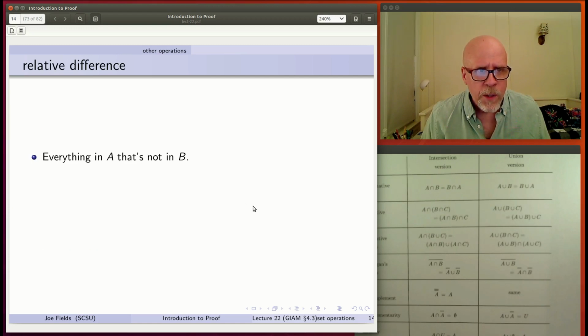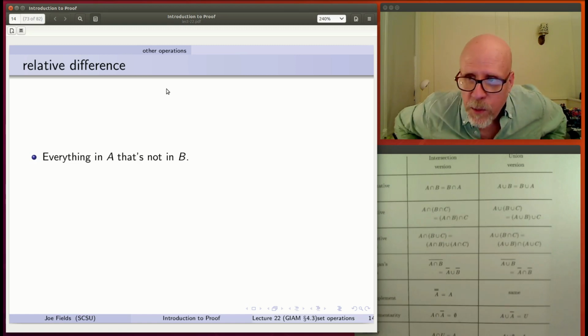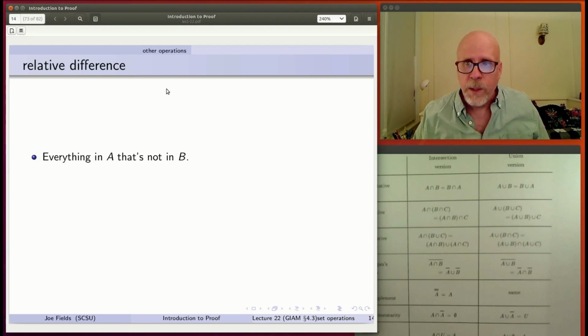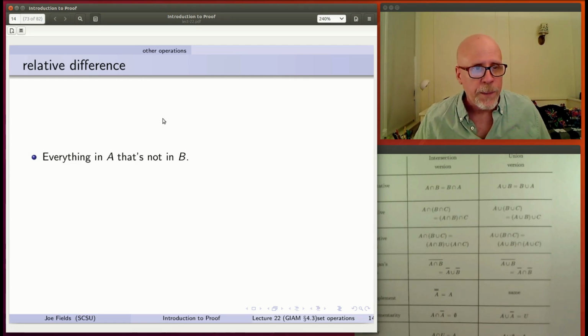The first thing is called relative difference, also known as set minus. It's really the idea of subtracting the elements of one set from the contents of another. That's not a bad way to say it: everything in A that's not in B. So take away from A anything that it has in common with B. That's another way to think about it. That's how we write it, a sort of backslash: A backslash B.